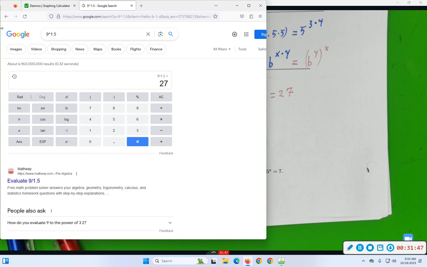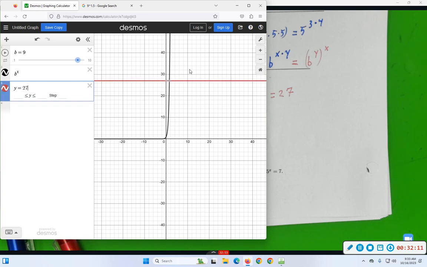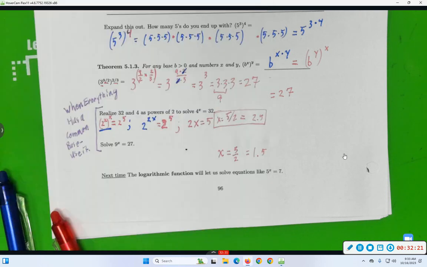Let's also remind ourselves, you can look at a graph and read off solutions. Let's go ahead and graph 9 to the x. There's the graph of 9 to the x. Let's add in there the line y equals 27. Those things cross at x equals 1.5. So just remember, you can also do things graphically to check.